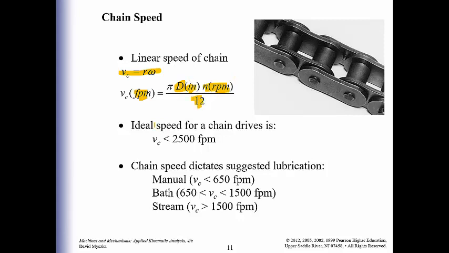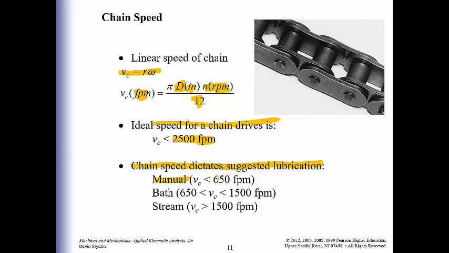So the ideal speed for a chain drive is going to be 2,500 feet per minute, which, as you notice, is less than what we have for the belt drive. And the chain speed is going to dictate the suggested lubrication. Manual means you're applying the lubrication by hand. You can think about a bike. Typically, people that maintain their bikes will lubricate it every time they go out. So that's not a consistent lubrication method. It's just every time you use it, right?